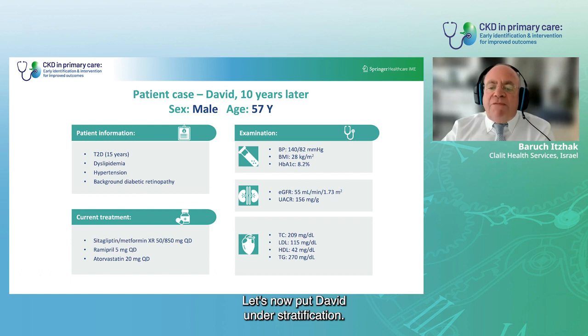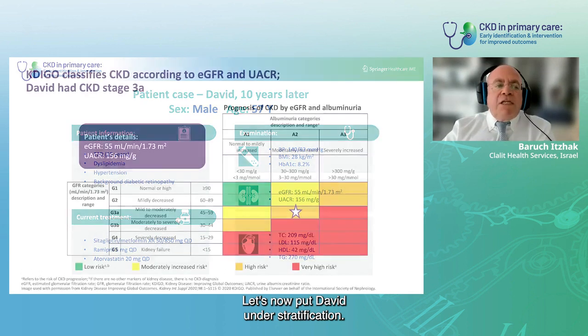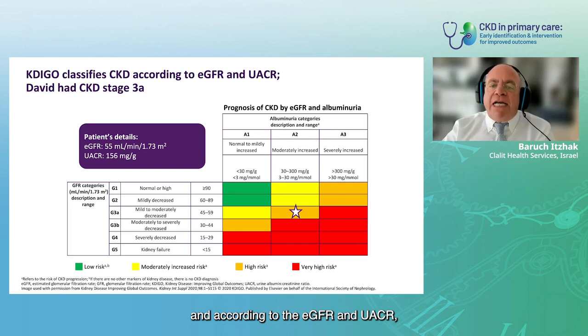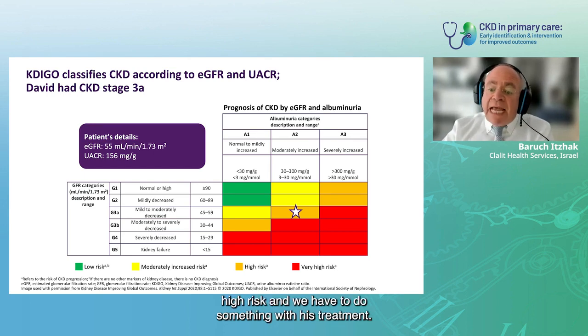So let's put David now under stratification. According to KDIGO classifications of the CKD, and according to the eGFR and UACR, David is now on CKD stage 3A. His GFR is 55, his UACR 156, and the star is on stage 3A. That means he is now on high risk, and we have to do something with his treatment.